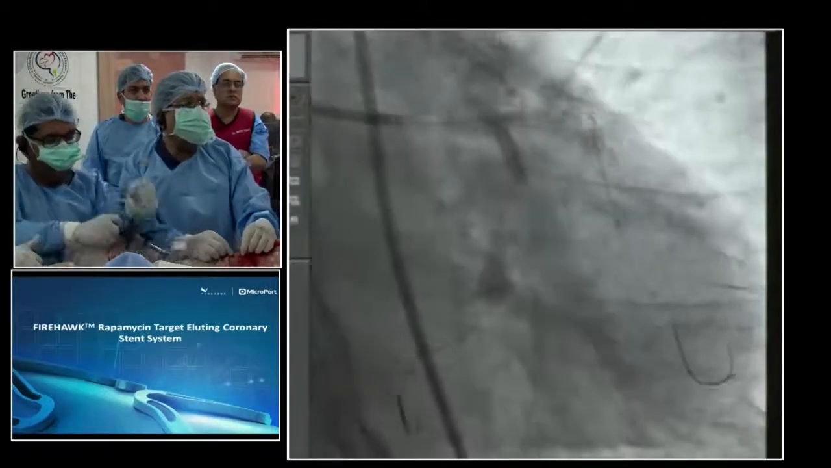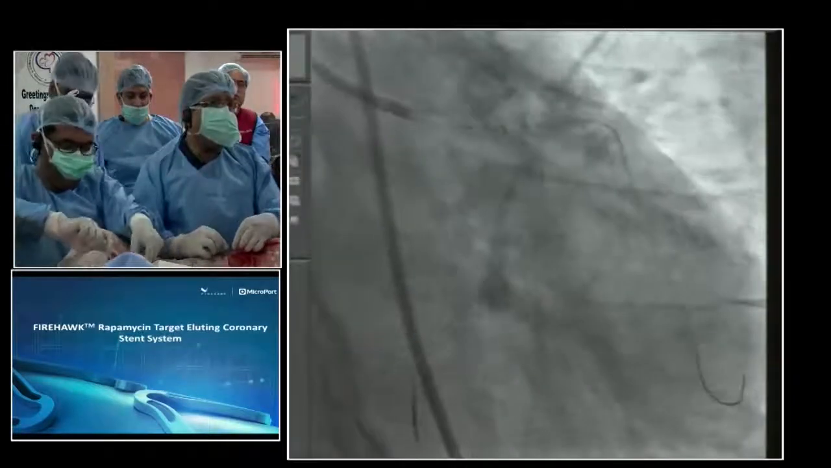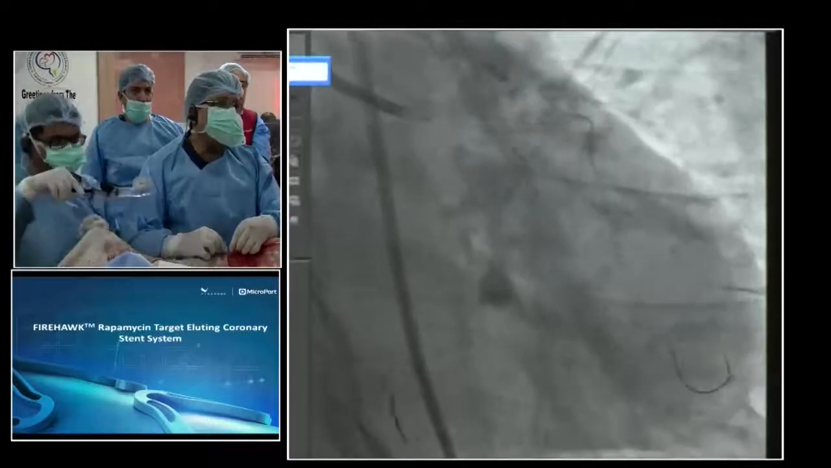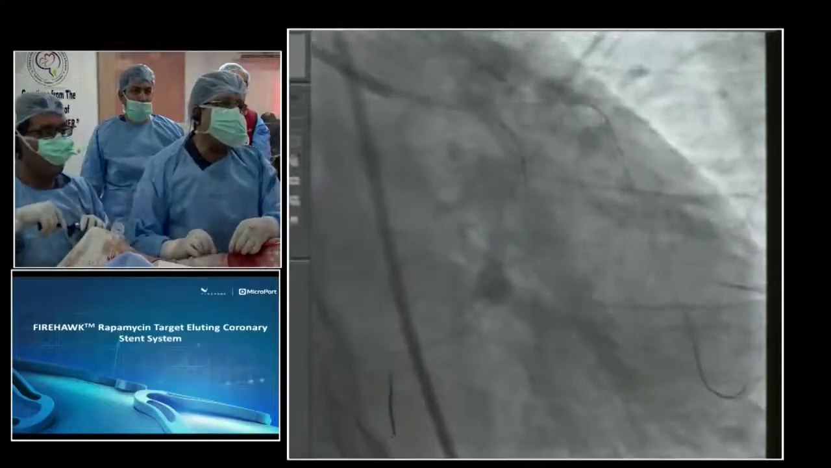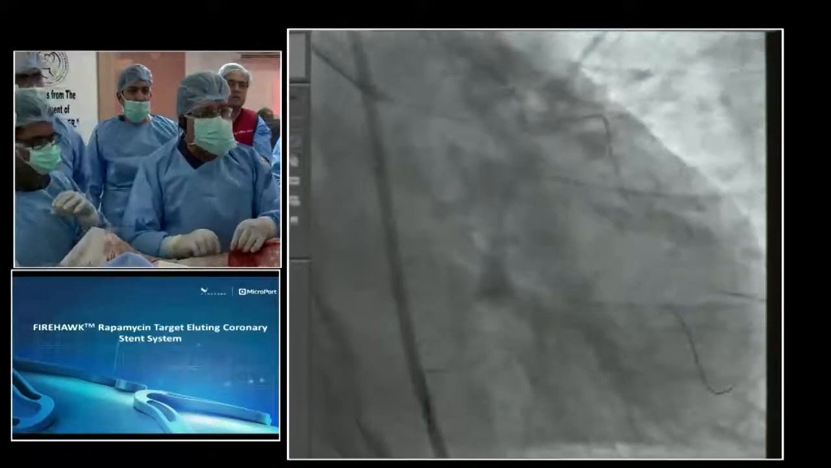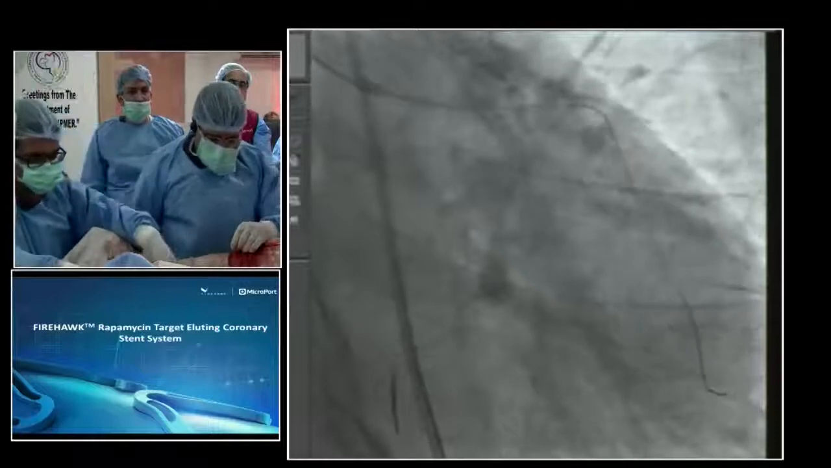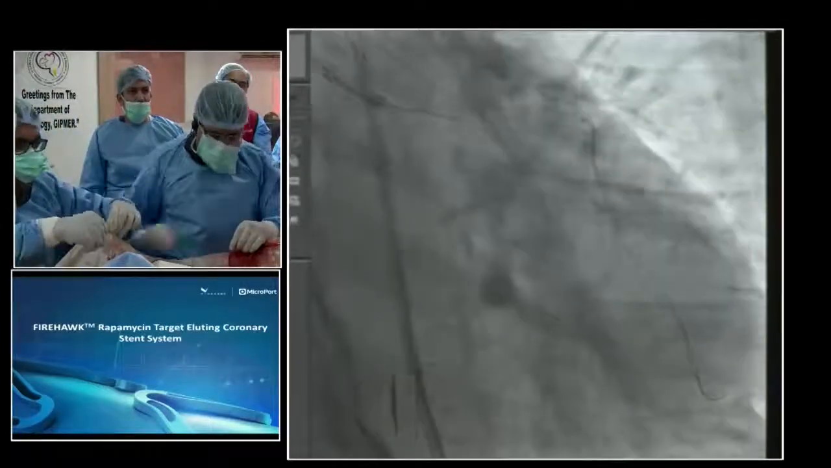This is a usual bifurcation we do at 12. This is at 20. Deflate. 1, 2, 3. What I find is, if you do an IVUS in these cases, after you inflate both the divisions at 20, the ostia of both bifurcation limbs look better than if we inflate them at lower pressures.